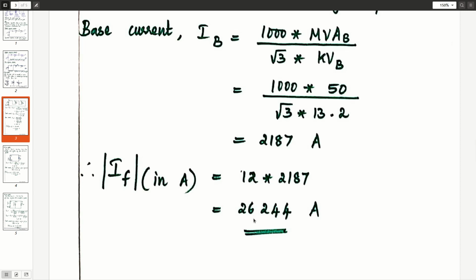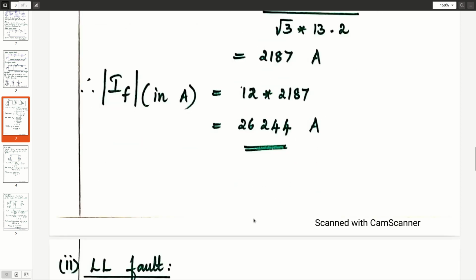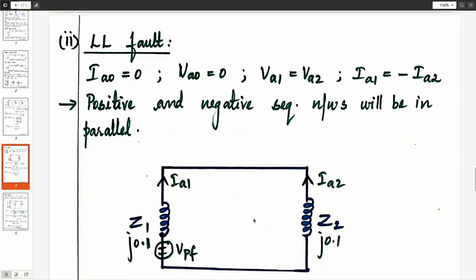So for the LG fault, what we have done is connect the Thevenin equivalent positive, Thevenin equivalent negative and Thevenin equivalent zero sequence networks in series. Then we use the usual formula for finding the fault current. Now the second type of fault is the double line fault, LL fault.